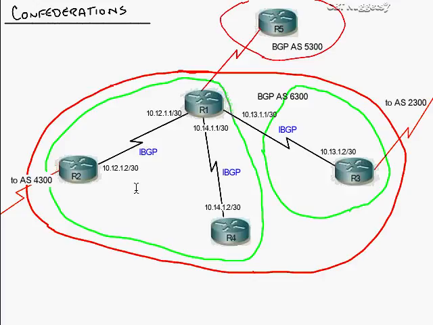Now, what we could do is go in here and say, well, these are sub AS 65,500. And over here, I'll have sub AS 65,501. Now, these numbers that I'm picking, these autonomous system numbers, are actually a part of a range. These are considered private autonomous system numbers.